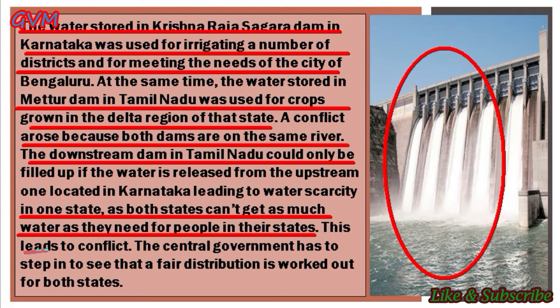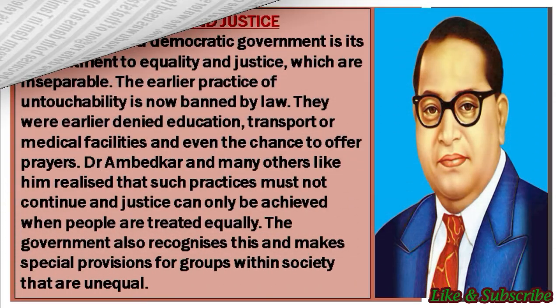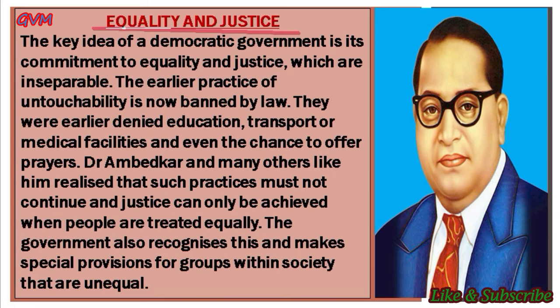And then the central government has to step in to see that a fair distribution is worked out for both the states. Now students, the next topic is equality and justice. Students, one of the principal duties of a democratic government is giving fair equity and balance to all. And equality and justice are two sides of the same coin, and both are inseparable in a democratic system.